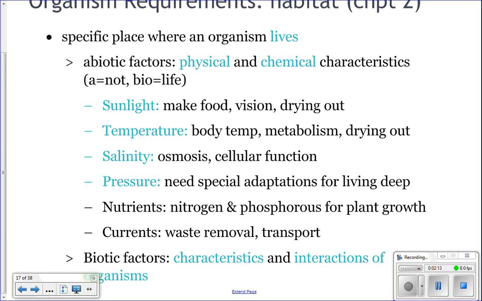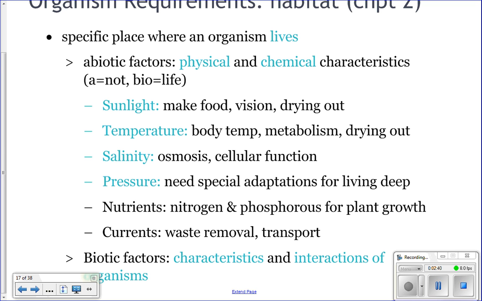Also, that temperature affecting the body temperature will actually affect how fast the metabolism of that organism works. So it will either speed up or slow down the metabolism, which can kill the animal. And the temperature will also affect the rate at which an organism dries out in the intertidal zone.